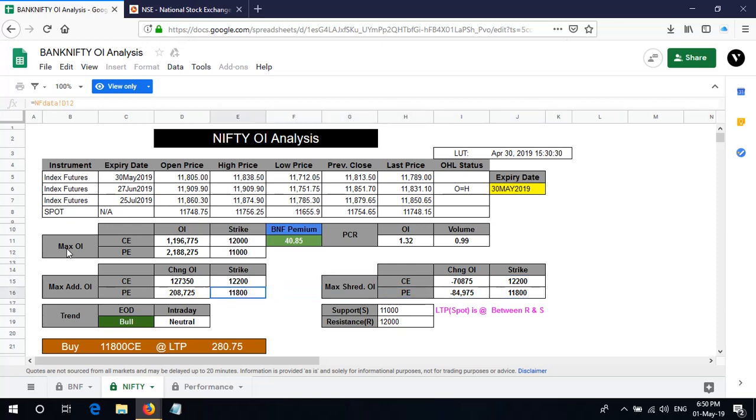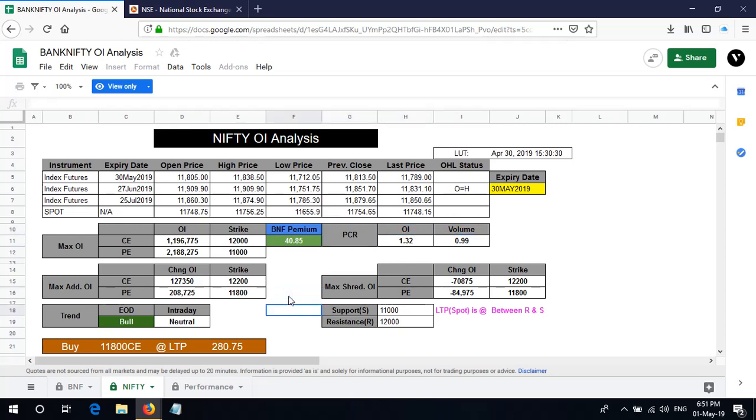And I have shown here support and resistance, and at the same time I have shown the trend. According to this, all the data is analyzed and the trend is shown, the EOD trend and the intraday trend. Then here I have added one PCR, meaning put call ratio, according to open interest and according to volume.